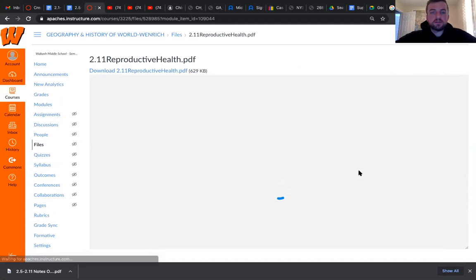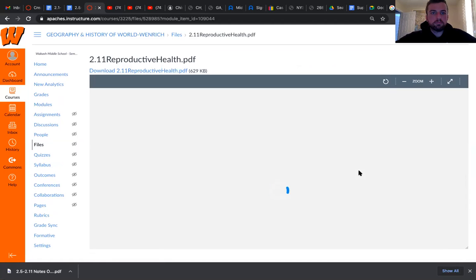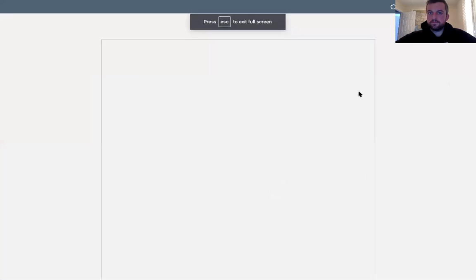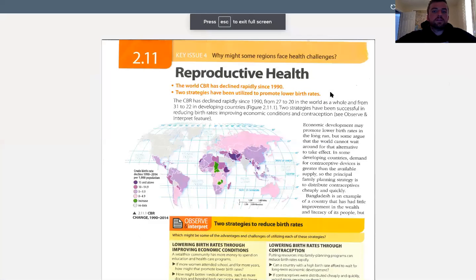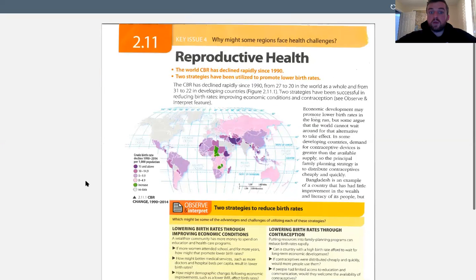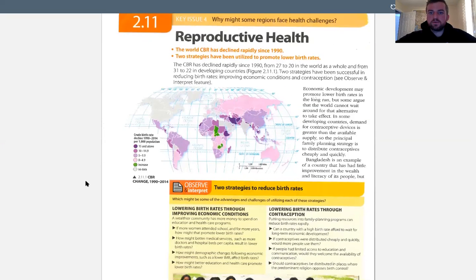All right, moving on to section 211. This is reproductive health. The crude birth rate, the CBR, has declined rapidly since 1990, from 27 to 20 in the world as a whole, and from 31 to 22 in developing countries. Two strategies have been successful in reducing birth rates. Number one, improving economic conditions and contraception.